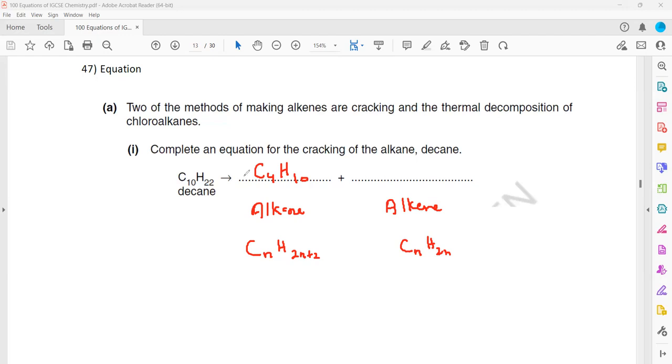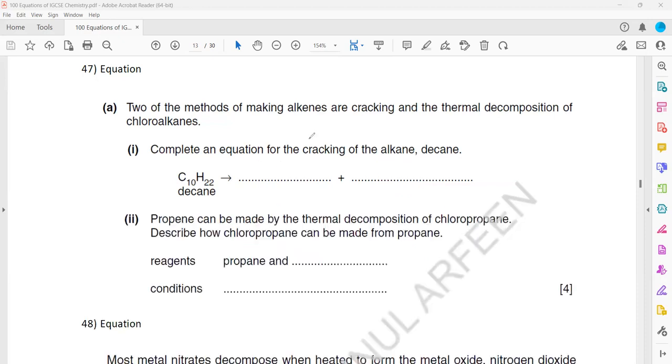Now, because out of 10 carbons we use 4 here, how many are we left with? We are left with 6. So C6, and because it's an alkene, the number of hydrogens should be twice the carbons, so H12. So this is one combination: C6H12, yes, that's right. Any combination is acceptable. It's up to you: the first one you select, the second is according to how many carbon and hydrogen are left. One product will be an alkane and the other an alkene. Is it clear?